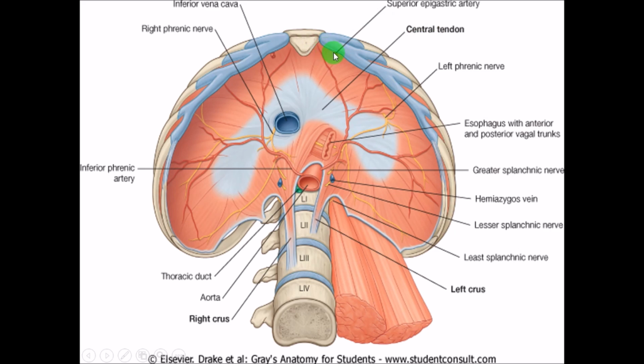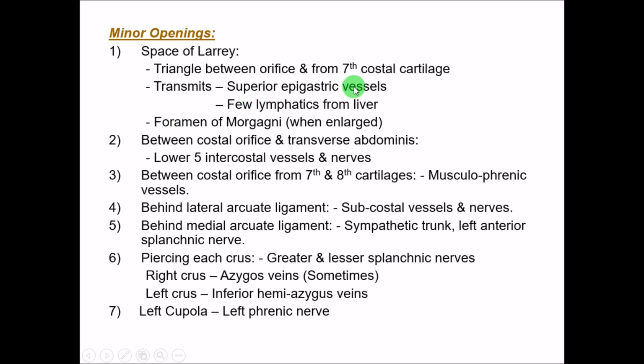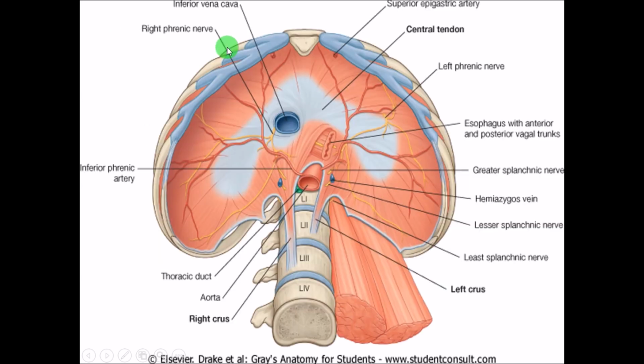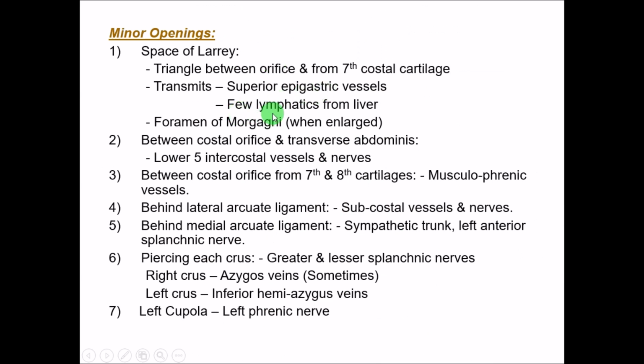So this is the space where there will be a small space, where the superior epigastric artery will be entering, as well as a few lymphatics from the liver. So this is called the space of Larrey. It is a small space on either side, through which the superior epigastric artery and veins as well as a few lymphatics from the liver will be passing. It is a triangle between the orifice and the 7th costal cartilage. This is important when it is enlarged and clinically important. Then it is called the foramen of Morgagni. We'll see that later, when we talk about the applied or clinical aspects.